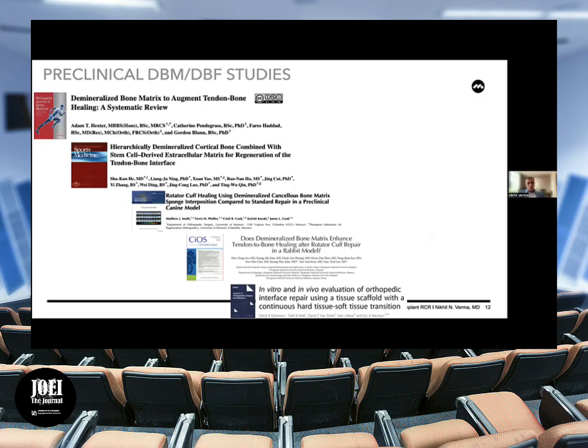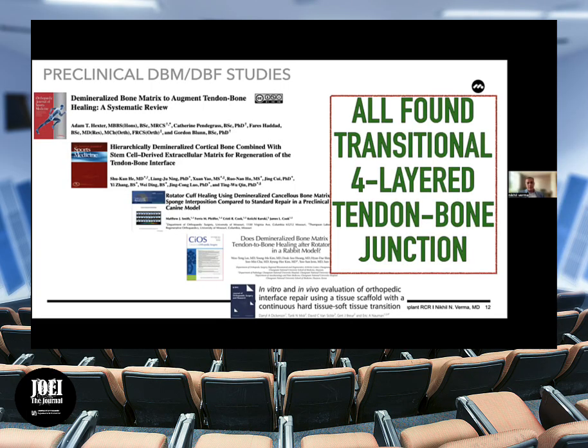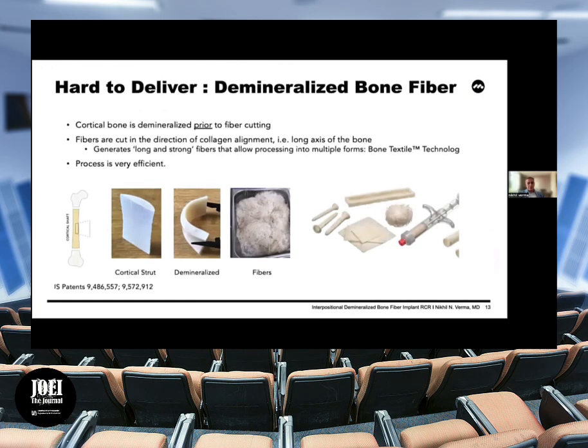And this has been supported in multiple preclinical data that have demonstrated that when you use a bone graft at the site of a bone tendon interface, you get a more normal appearance of a four-layer transitional zone, similar to the enthesis that we just talked about. Now, traditional DBM is hard to manage because it comes in almost like a powder format.